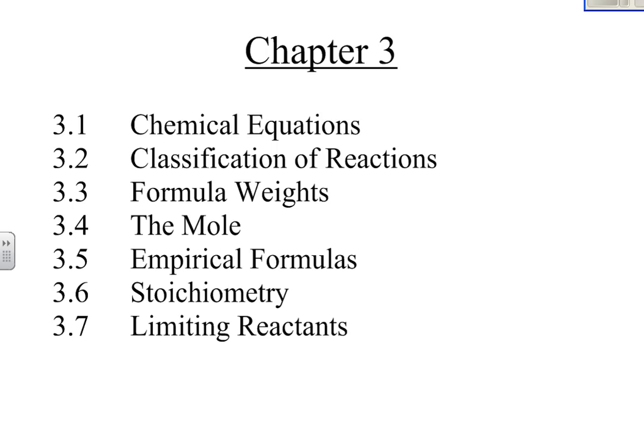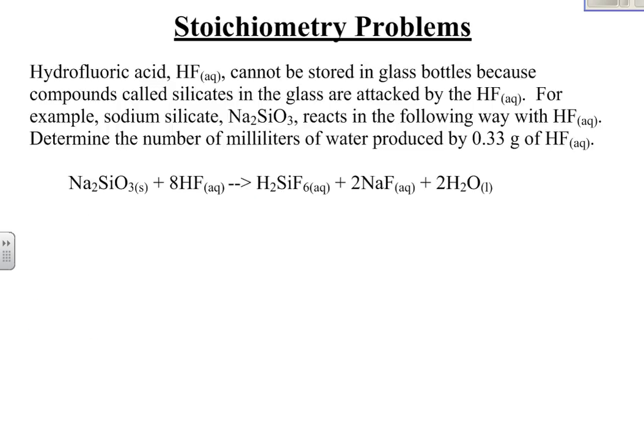In Chapter 3, we've now finished our discussion of chemical equations, or our introduction. We've talked about at least a majority of the classification of reactions. We've gone over formula weights, the mole, empirical formulas, and we're now ready to finish off with our stoichiometry and limiting reactants. So stoichiometry problems involve the use of chemical equations to identify amounts of either products or reactants based on amounts of other products or reactants that are provided for us.